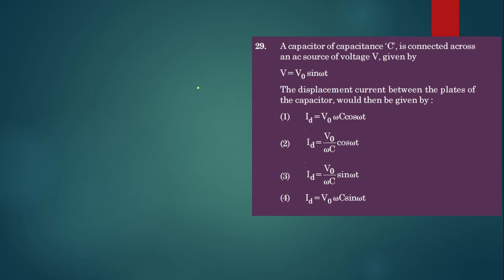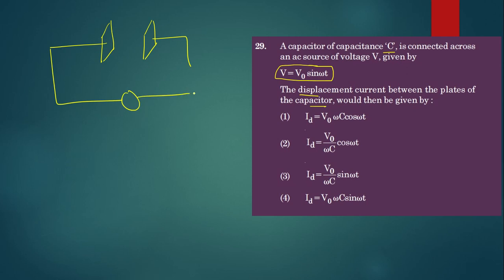This question tells that the capacitance of a capacitor is C, and it is connected to an AC voltage source, which is the conventional source V0 sine omega t. What is the displacement current between the plates of the capacitor? Well, when we consider a capacitor, the displacement current and the conduction current are the same, and this voltage is directly connected to the capacitance. So it's a very conventional circuit.